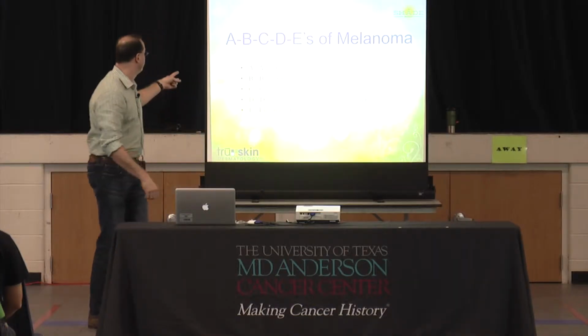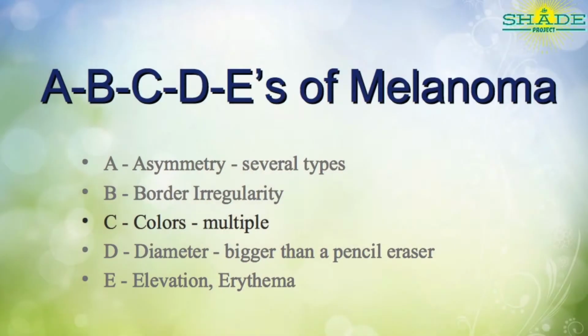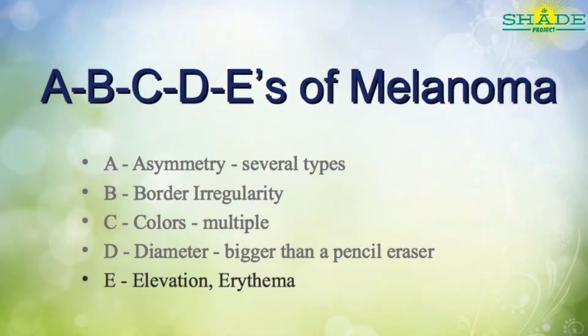Let's go through these. Okay, so A is asymmetry. One side doesn't look like the other. B is borders being irregular. Instead of a nice circle or a nice oval shape, the borders are irregular or hazy, okay? C is multiple colors. We like moles that have one color. D is diameter bigger than a pencil eraser. If it gets bigger than a pencil eraser, that's another feature. E is for elevation. Erythema is redness. There's also, they say, evolution, which is a changing mole.